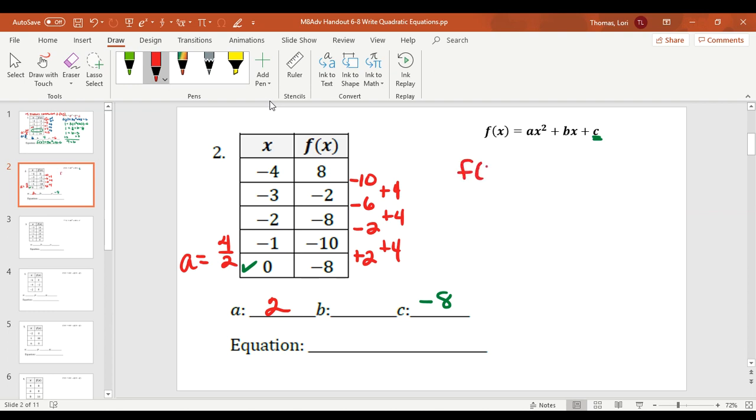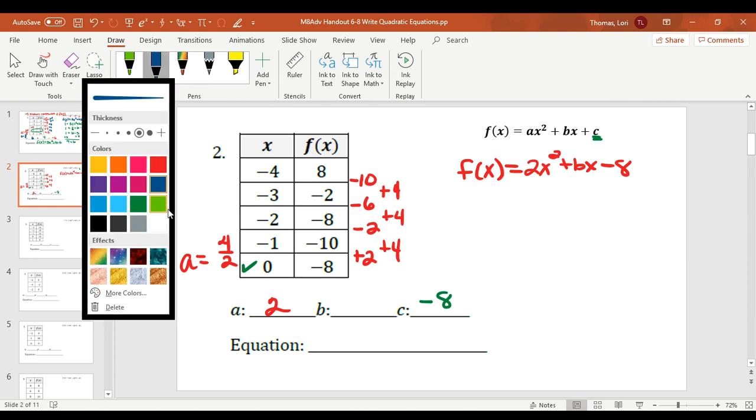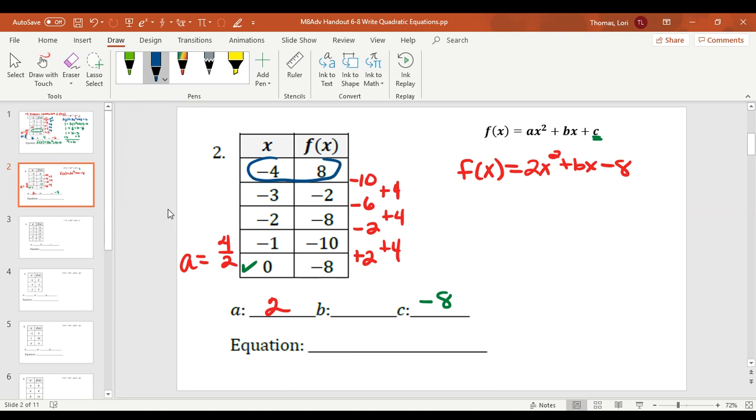So let's come over here and plug in what we know. We know a is 2, and we know c is -8. Now we're going to choose a point other than what we've already used. So we can just pick this top one. It does not matter which point you choose. I'm going to plug in -4 for x and 8 for f of x.